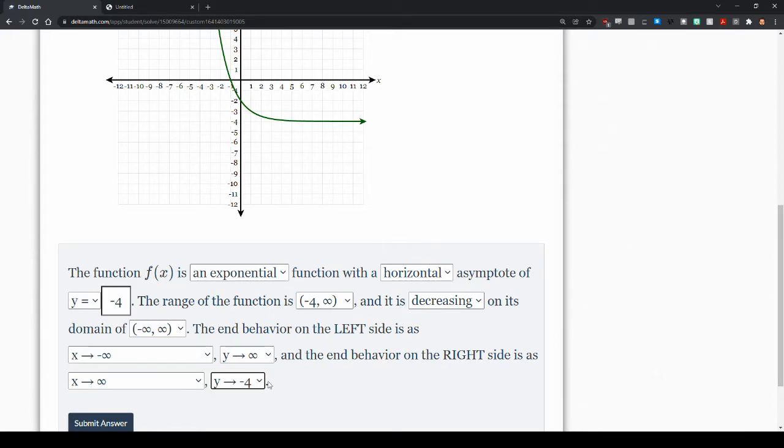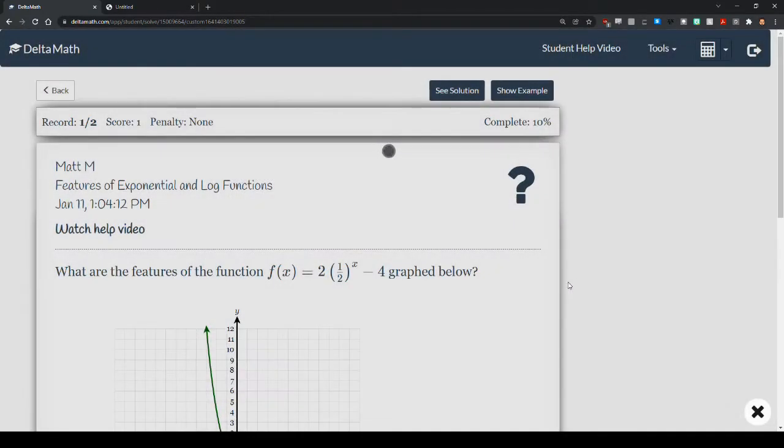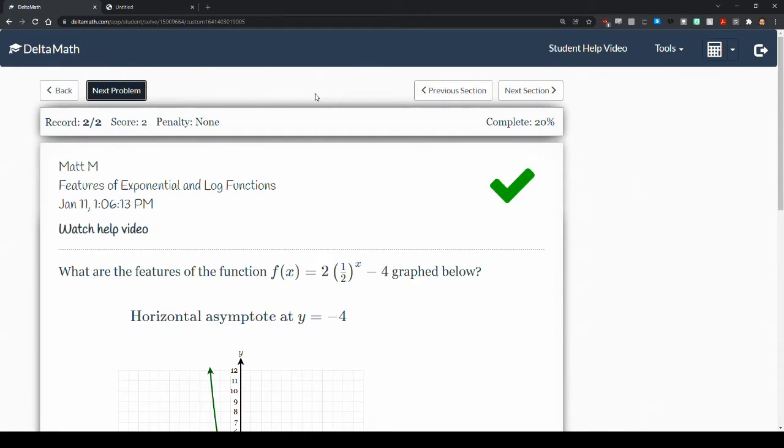Okay, and if you notice the end behavior, the things that you choose for x approaches negative infinity, x approaches infinity, that should match up with the domain. The stuff on the right side should match up with the range, right? I'm decreasing, so I'm starting at infinity, and I'm going down to -4. All this stuff is connected. Nice. All right. Let's go to the next section.